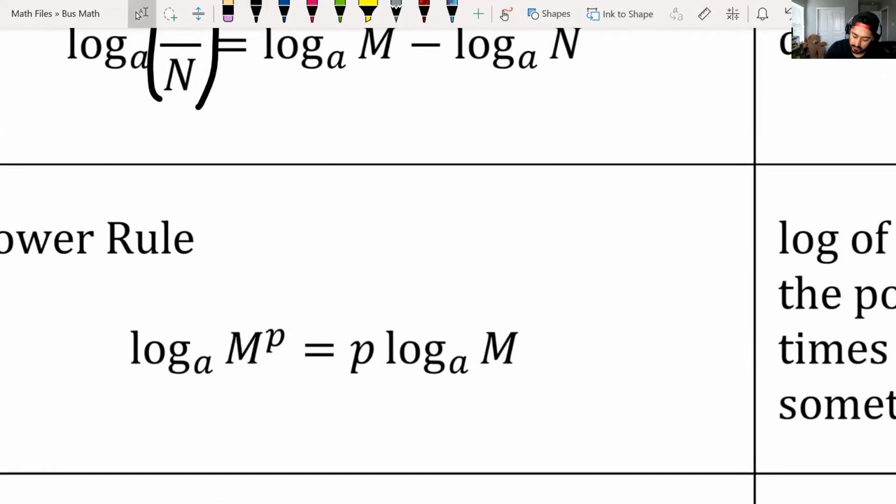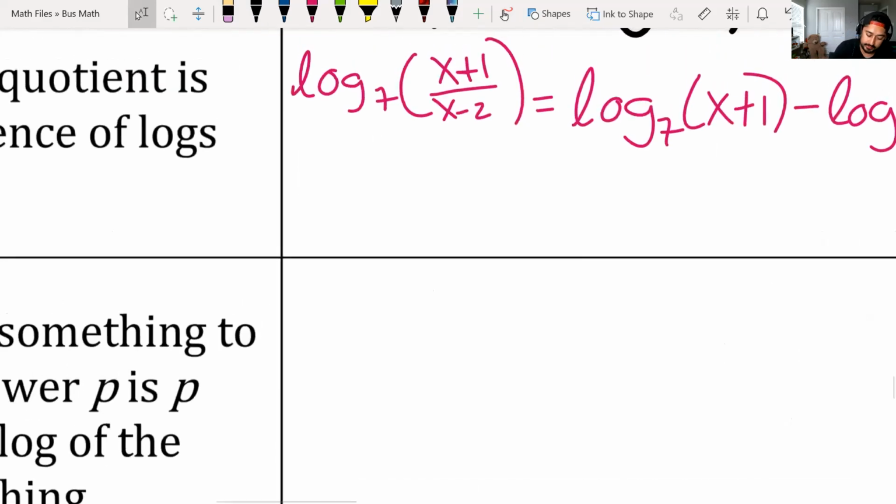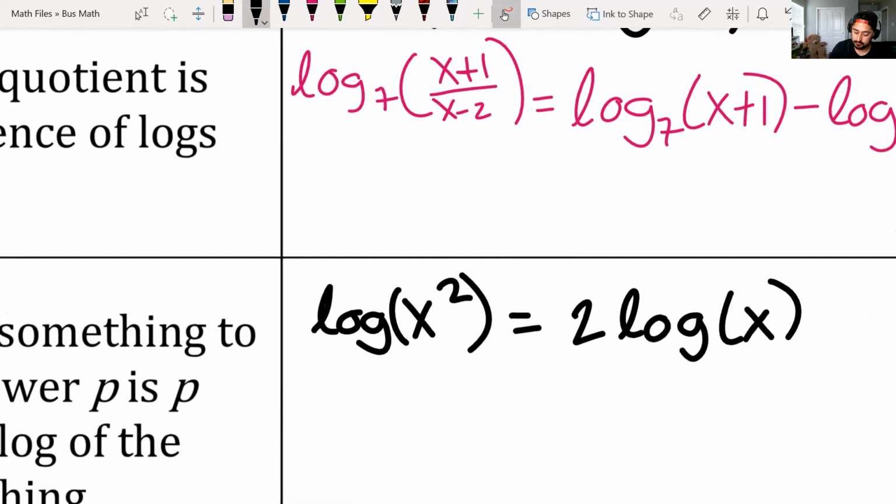Okay. So let's try it out. Some examples. Let's say I did log of x squared. Then by power rule, this would be 2 log x. That's it.